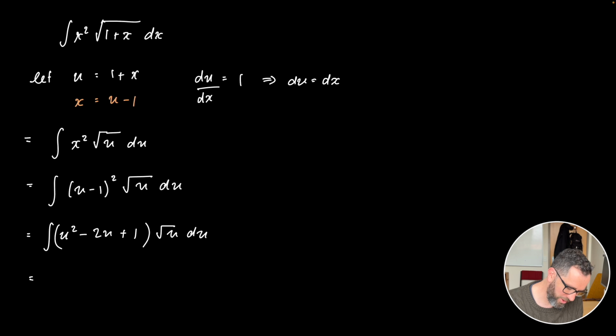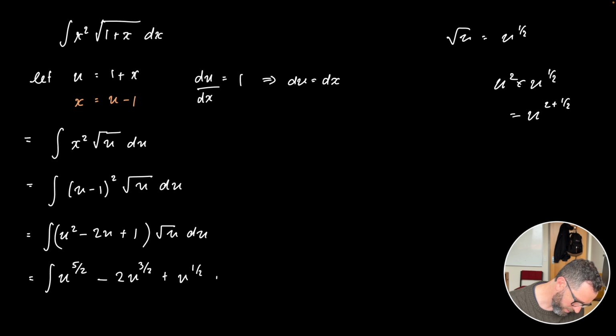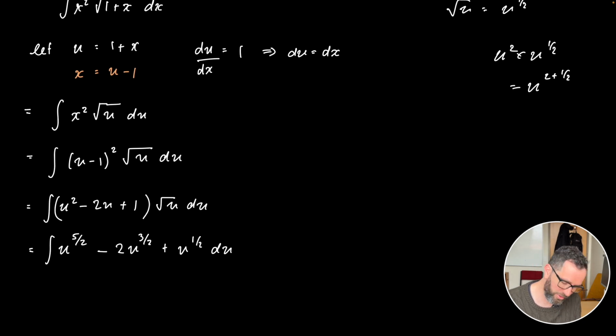Now remember, root u is just the same as u to the half. So I can just combine all these into individual powers of u. So that's actually equal to u to the, so 2 plus a half. So it's going to be u to the 5 over 2 here. Because u squared times u to the half is u to the 2 plus a half, which is 2.5, which is 5 over 2. Similarly, minus 2u to the power of 3 over 2 plus u to the half du. And now these are all things that we can integrate, okay, because we know how to integrate powers.